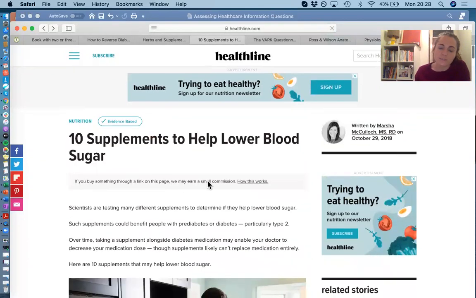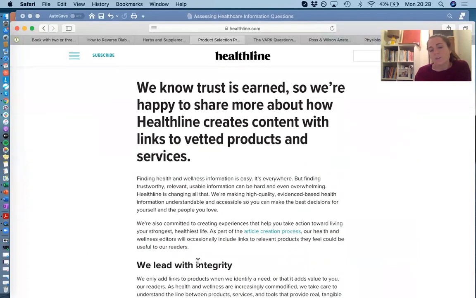And you can see in this really small text here, if you buy something through a link on this page, we may earn a small commission. And then you can click on to see how this works. So that's important to note, that sometimes the authors or the publishers are getting revenue through advertising or bringing you to certain links, and therefore they might have a vested interest in a specific product or a service, and that's important for you to note.